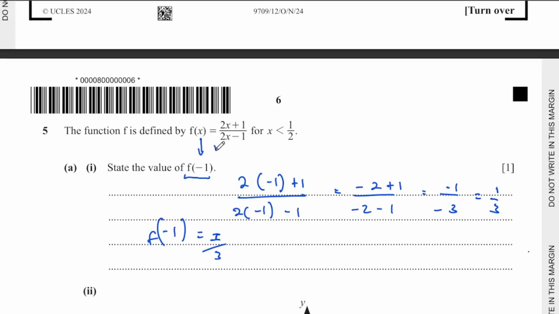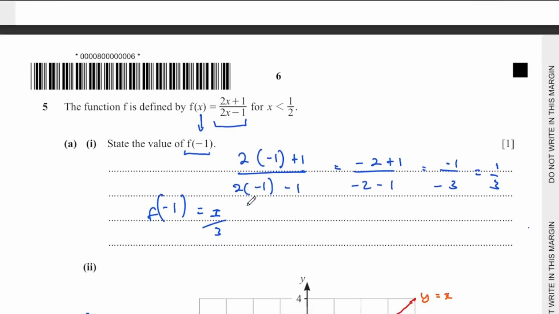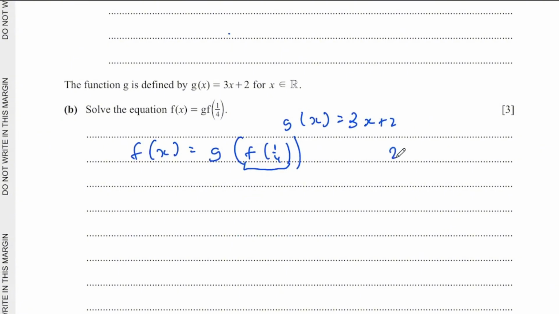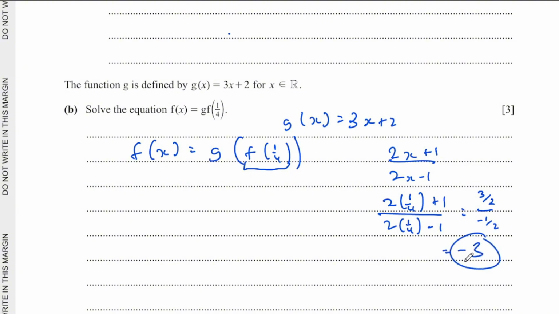Or we could just use the equation 2x plus 1 over 2x minus 1, and we want x to be 1 over 4. So 2 times 1 over 4 plus 1 over 2 times 1 over 4 minus 1. This will become half plus 1, which is 3 over 2. This will become half minus 1, which is negative 1 over 2. And that's just going to be negative 3. And then we can put that negative 3 into the g function. So g of negative 3 is equal to 3 times negative 3 plus 2, which is negative 9 plus 2, which is negative 7.